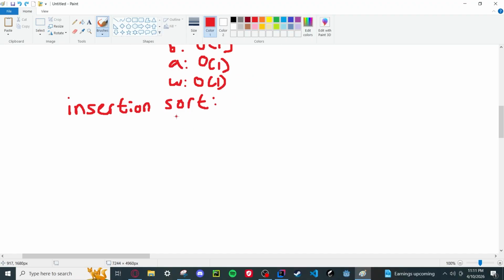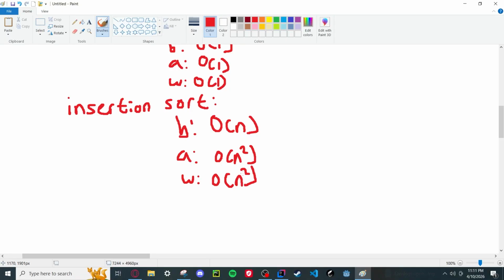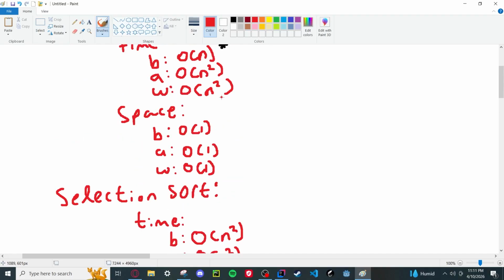So that's going to have a best time complexity of, I think it's n squared. No, I actually think it's O of n. No, it's definitely O of n. Average is O of n squared, and worst is O of n squared. Insertion sort is the best of these three sorting algorithms.